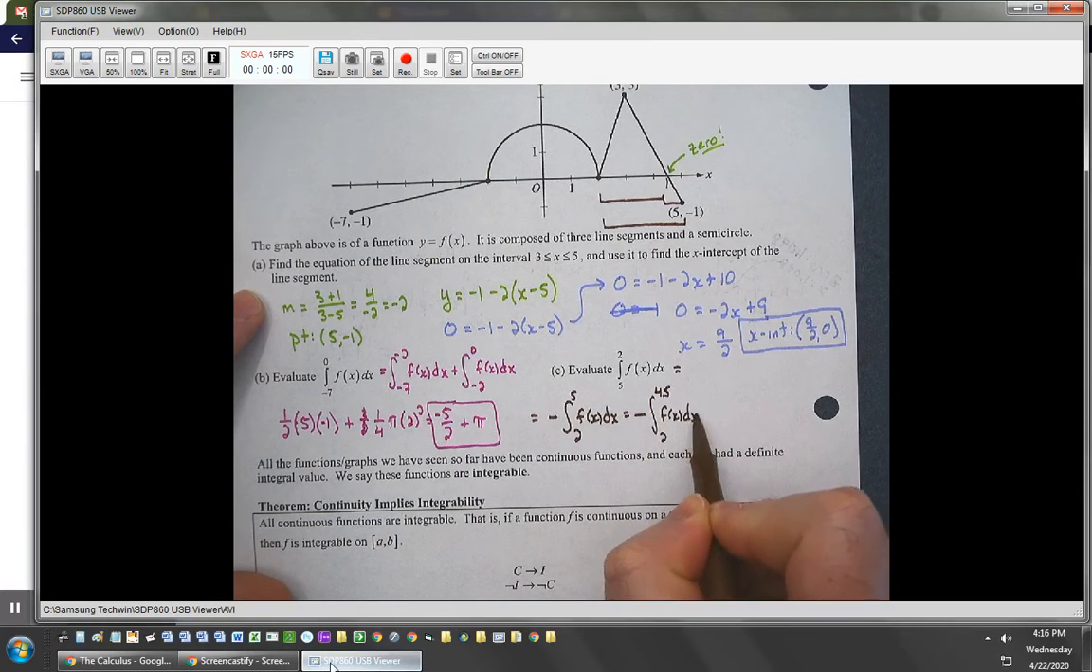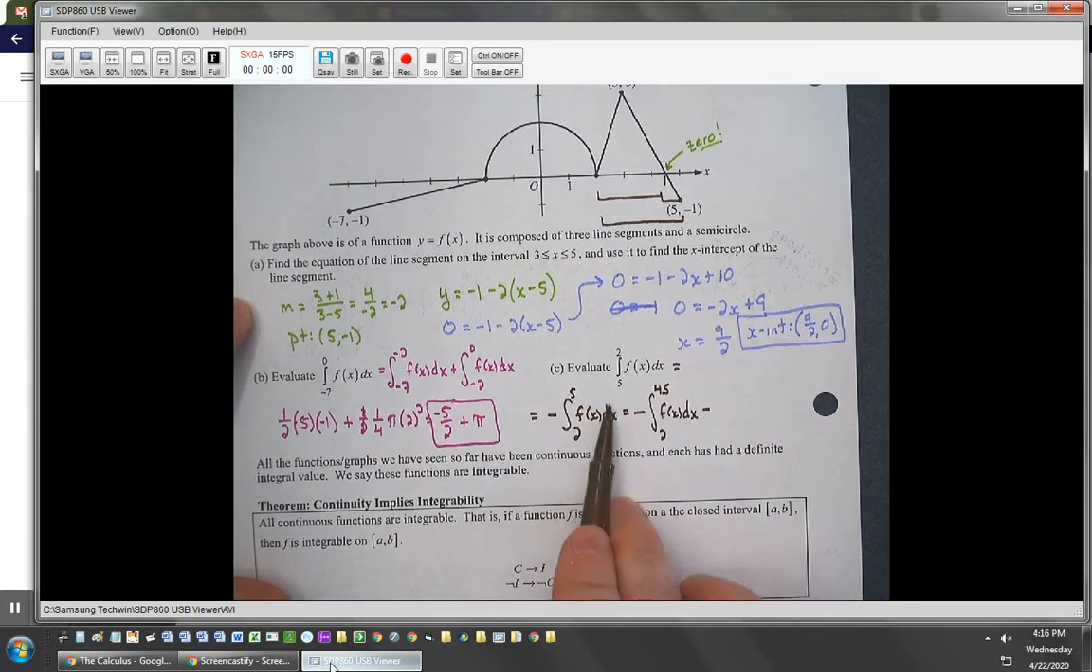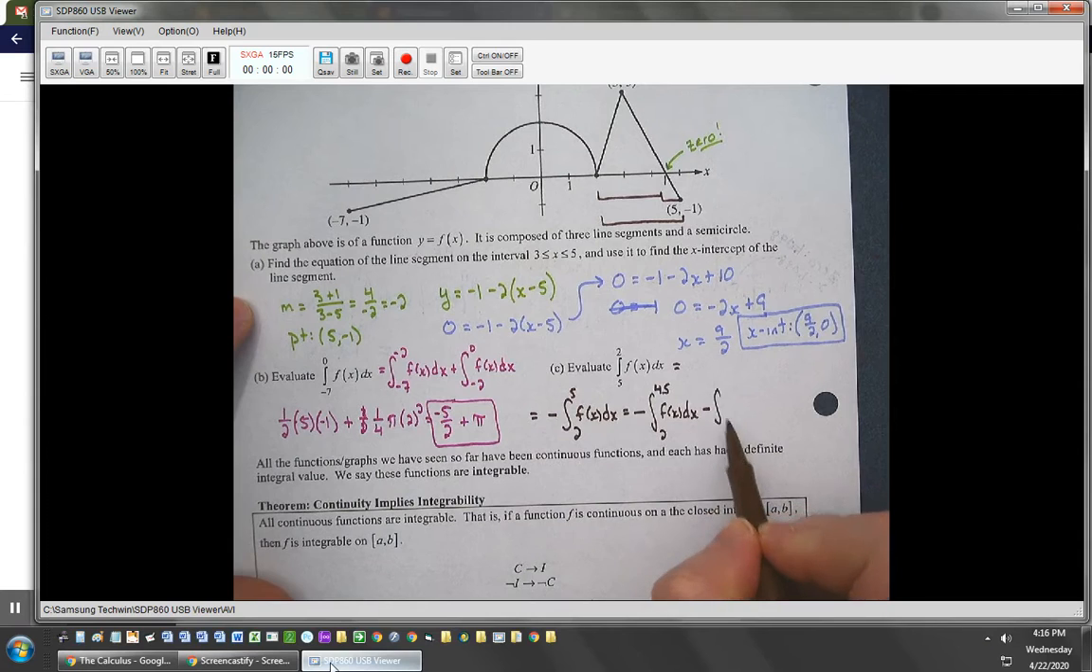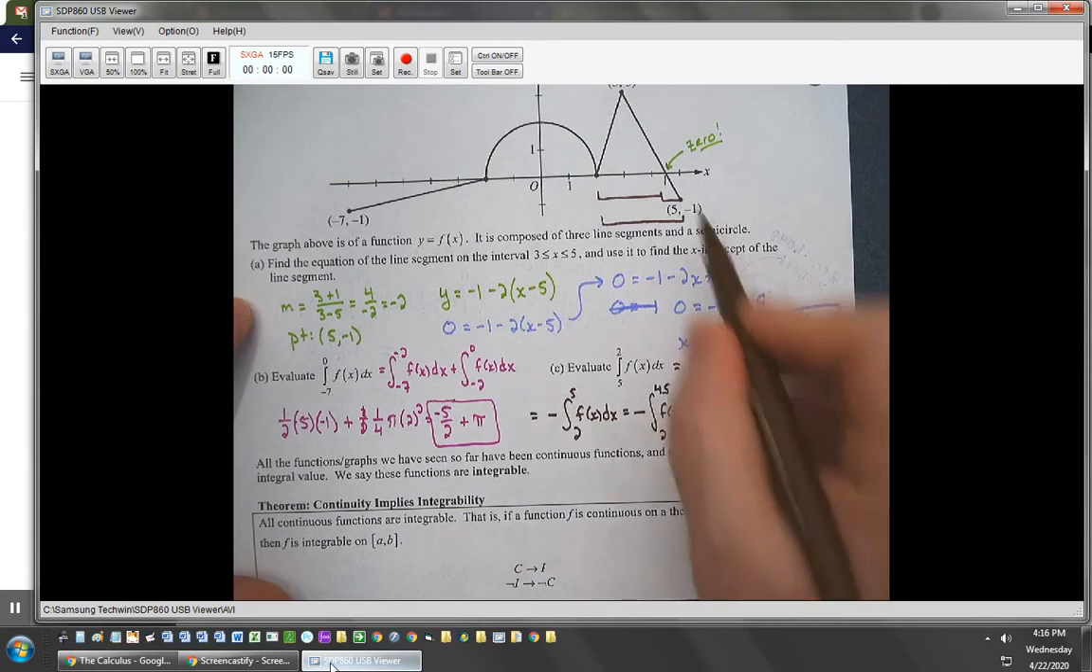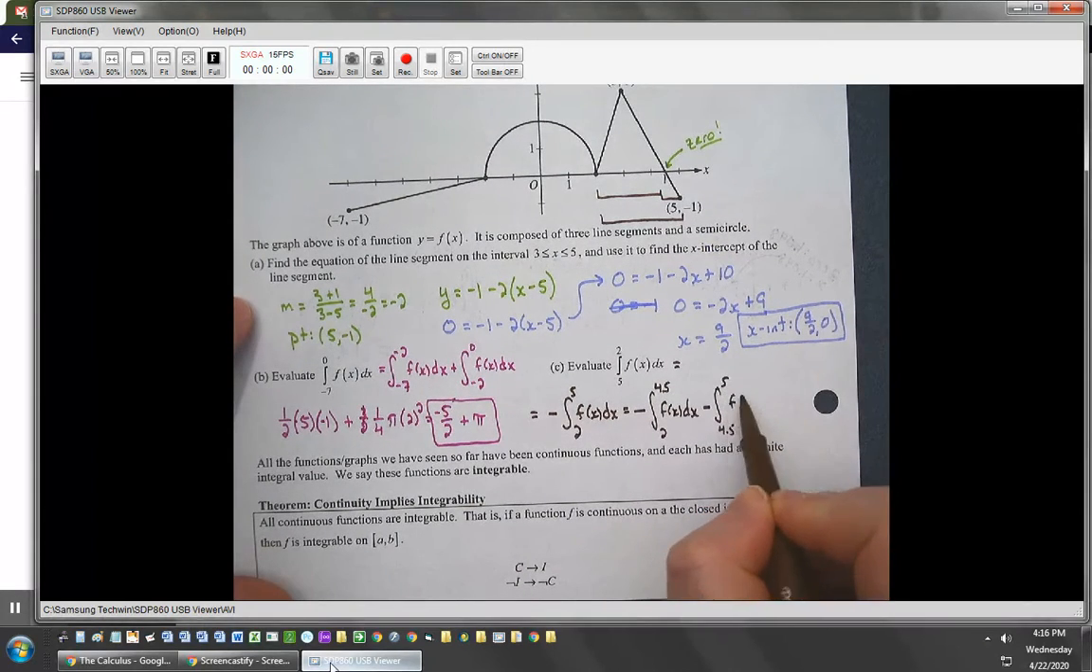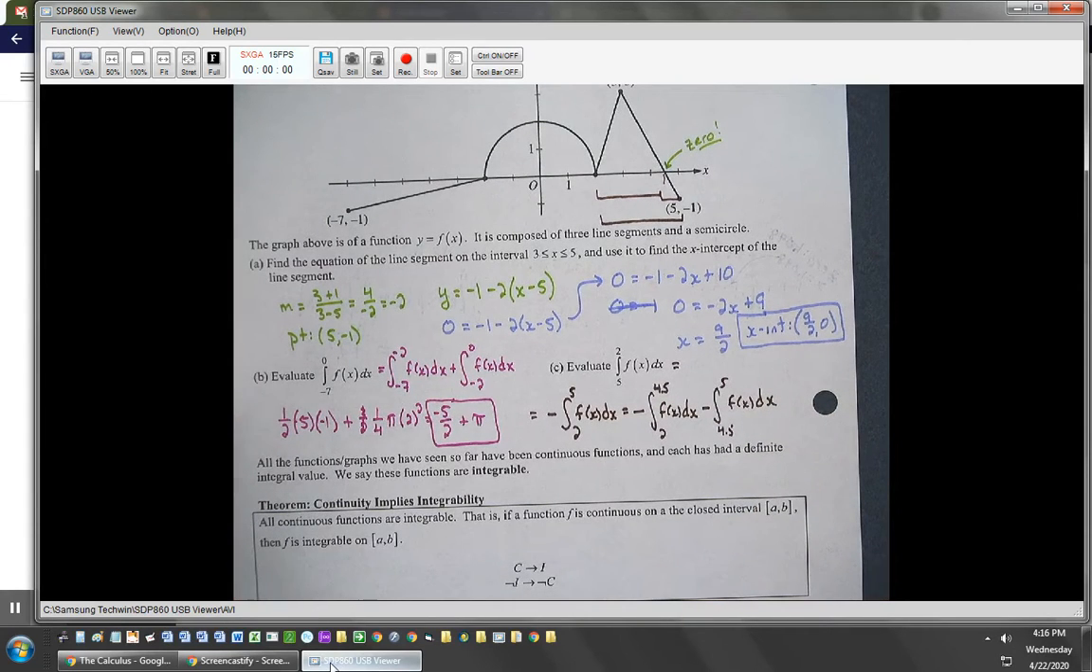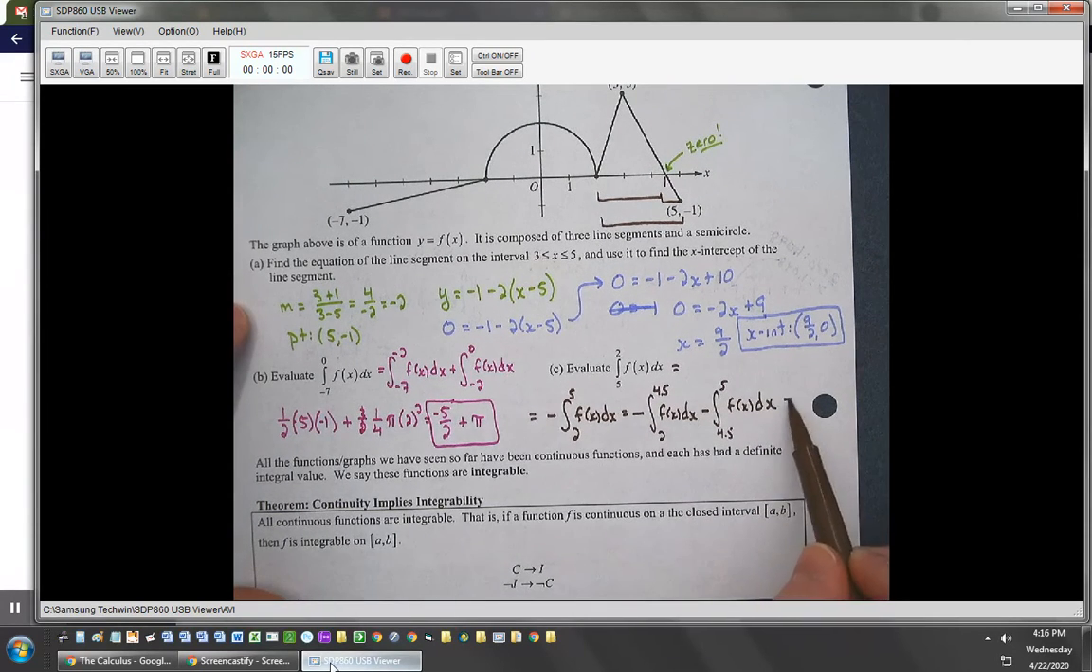F of x dx minus, it's another minus because that negative, you split this into a plus, but then you got to distribute the negative from 4.5 until 5 of f of x dx. I'm not going to, yeah, I can try to show it down here.